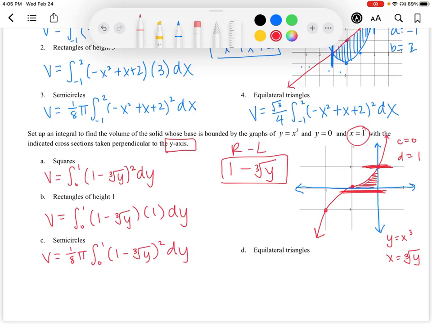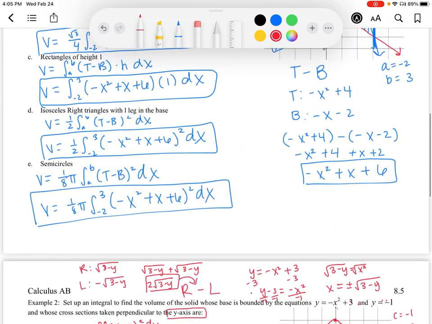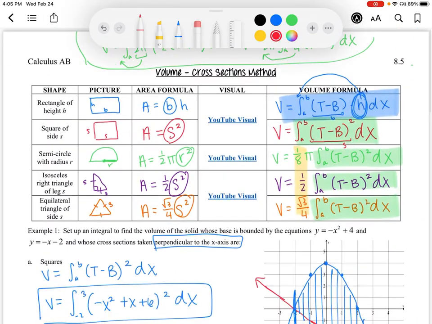And equilateral triangles, that's got that square root in it. So we're going to have the volume is equal to the square root of 3 over 4, integral from 0 to 1 of 1 minus cubed root of y squared dy. So you've got all of your formulas up here, all of the formulas walking through the differences. Remember that the rectangle is the only one that is not squared. And then the semicircles, isosceles, and equilateral triangles all have those different things in front of the same integral. That's the top minus bottom squared or the right minus left squared.